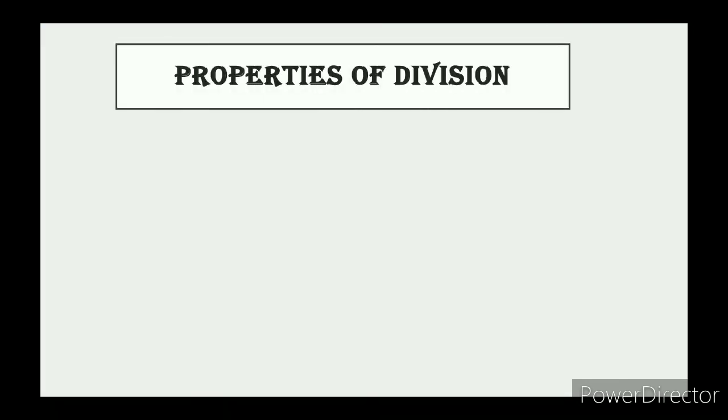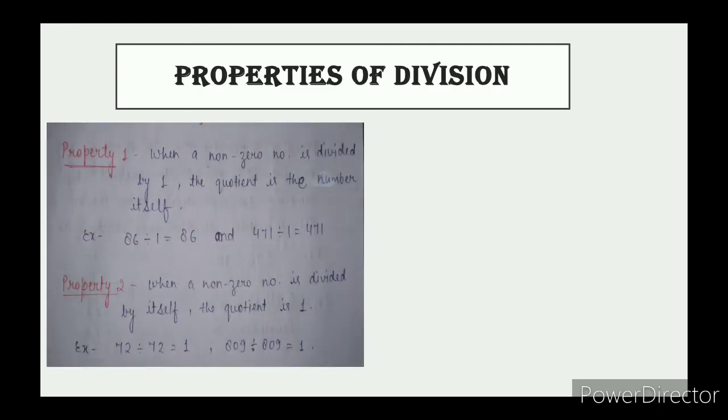Now what are the properties of division? The first property is, when a non-zero number is divided by 1, the quotient is the number itself. Meaning when you divide any number by 1, you will get the same number. For example, 86 divided by 1 gives 86, and if 471 is divided by 1, you will get 471.